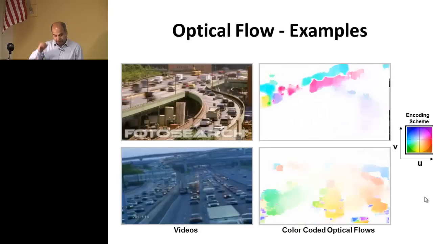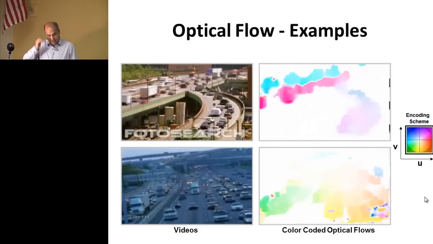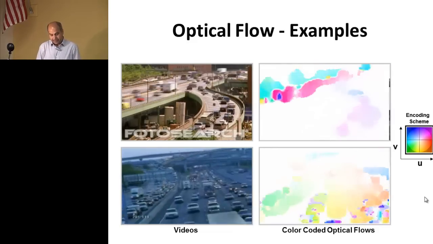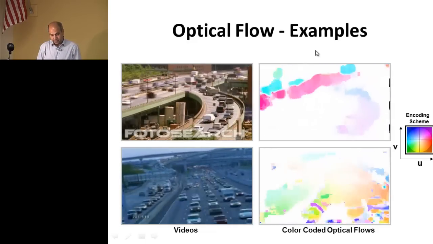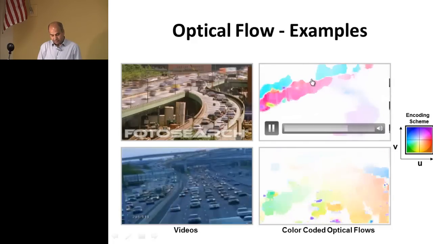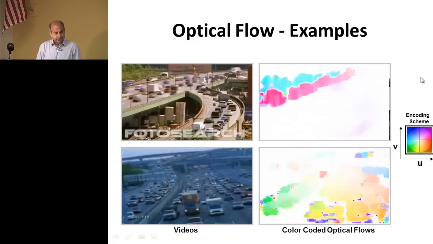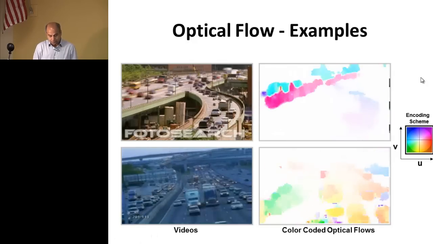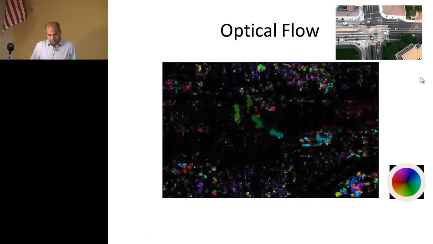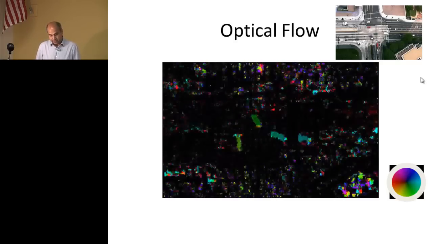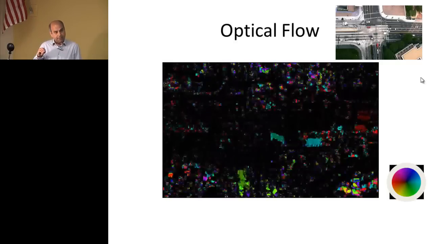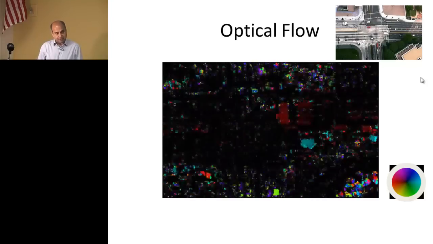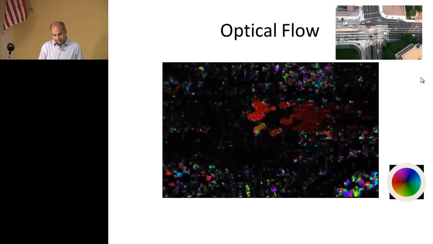There is this traffic sequence. Again, you can see that this traffic is going this way, this traffic is going in the other direction, and so on. It's a very nice, colorful visualization of the optical flow. So this is another crowded sequence. Again, we are showing this optical flow for different objects, such as cars, like that.